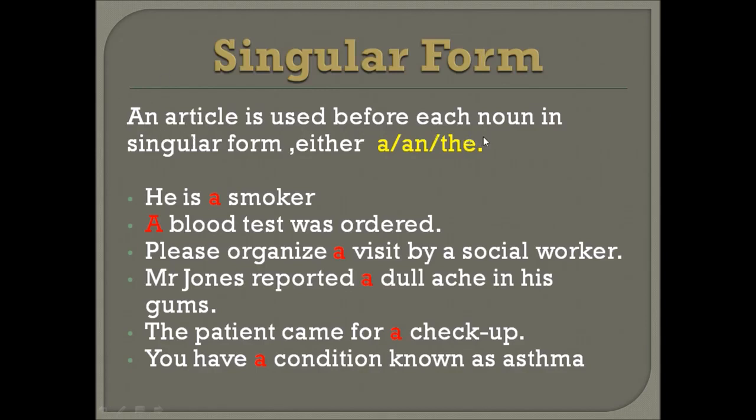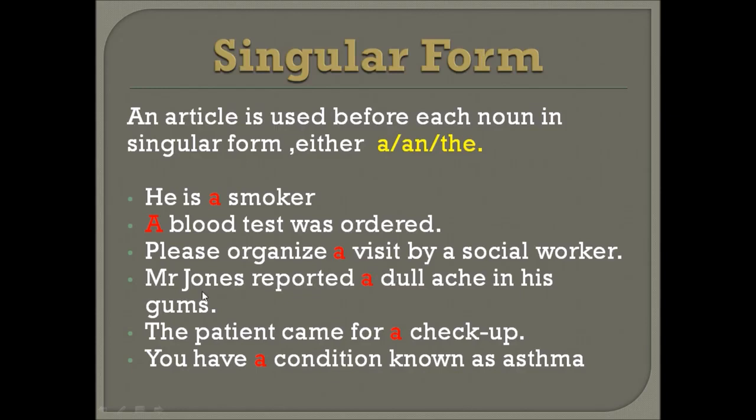An article is used before each noun in the singular form. So in the singular form, there will always be an article. It could be a, it could be an, it could be the. Let's discuss some examples here. We say, he is a smoker. Don't say, he is smoker. Always use an article: he is a smoker. If you mention he is smoker, you will definitely lose your marks. A blood test was required. If you write in your letter that blood tests were ordered, it is wrong. You should always mention an article.